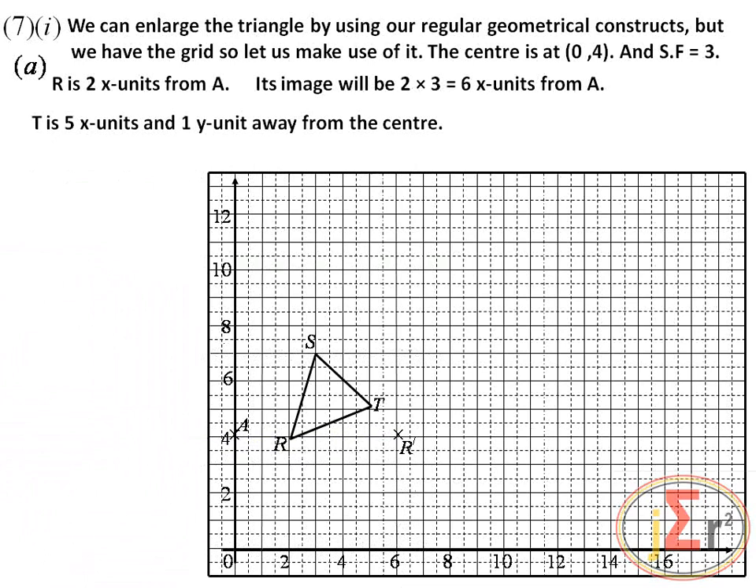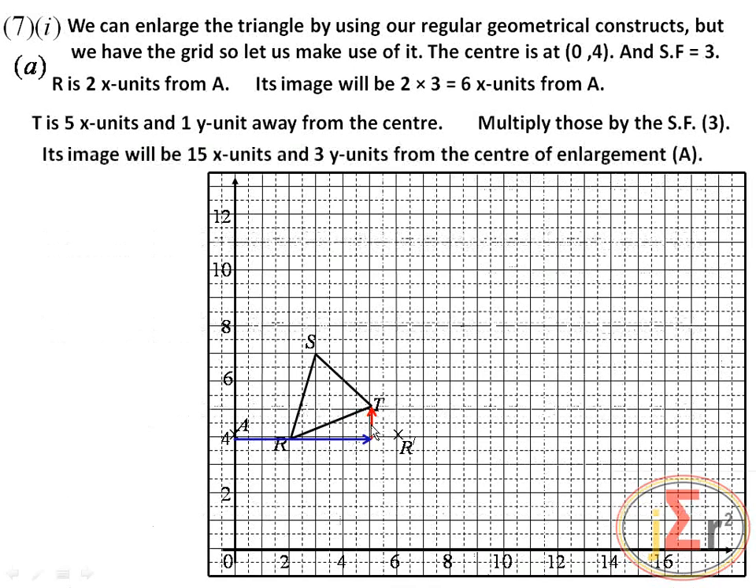T is 5 x units and 1 y unit away from the center. We have 5 x units and 1 y unit. 5 times 3 is 15 and 1 multiplied by 3 is 3. So multiply those by the scale factor of 3, and its image will be 15 x units and 3 y units from the center of enlargement A.